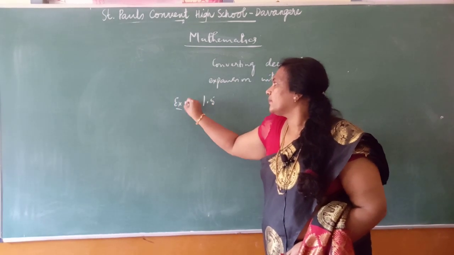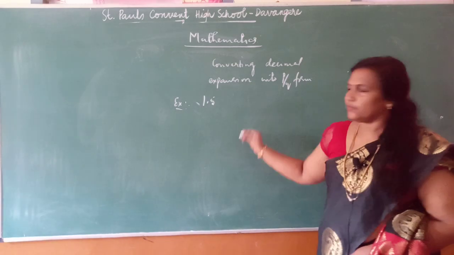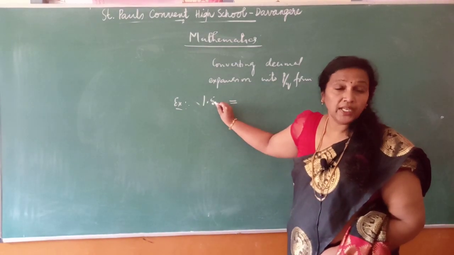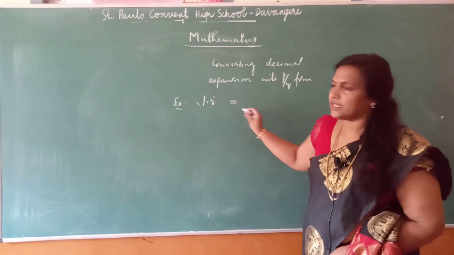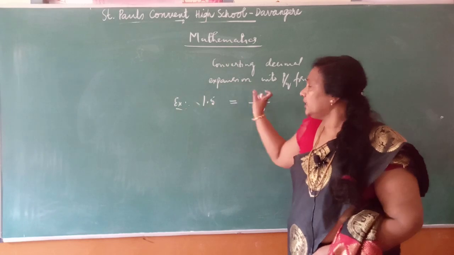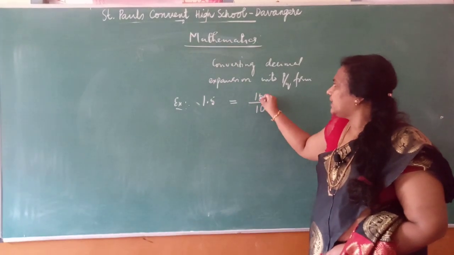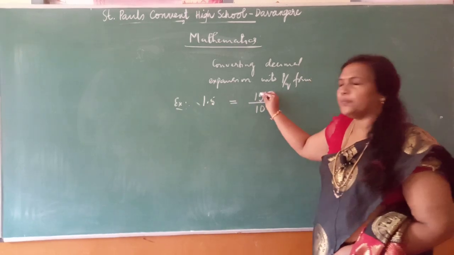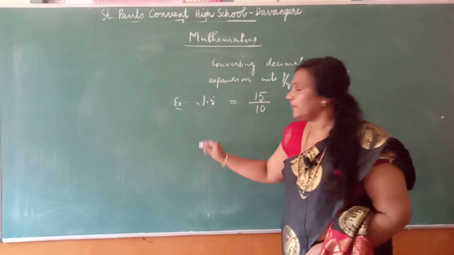Example. If it is 1.5, after the point you have to see how many digits are there. There is only one digit. So in the denominator you have to write 10. And in the numerator, just write directly the number like this. This is nothing but writing in the form of p by q. Once again I will repeat.